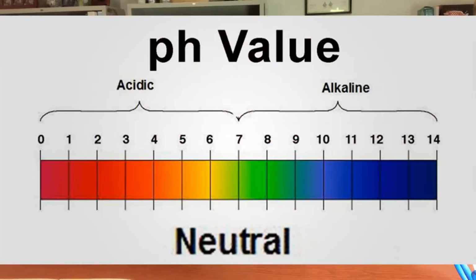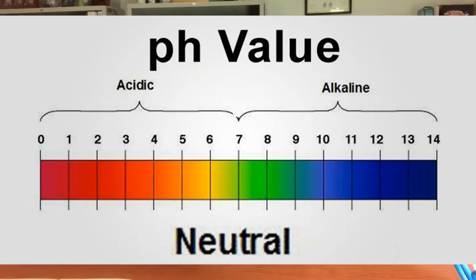What is soil pH measurement? It's a numerical measure of hydrogen ion concentration in solution. It's a chemical scale that runs from 1 to 14. Lower soil pH has more hydrogen ions. Higher soil pH has less hydrogen ions.